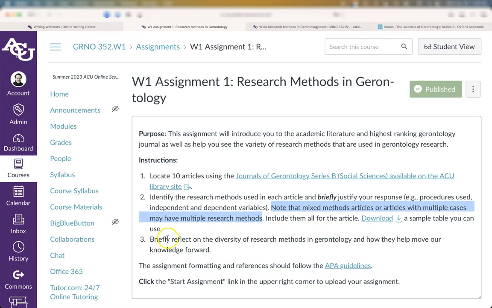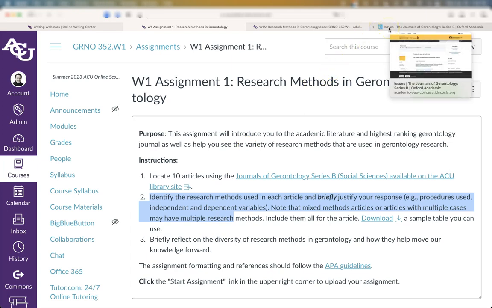And there's going to be a little reflection on the diversity of research methods. Now, I'll tell you that the reflection is usually not something that people have trouble with. Locating the articles, usually not something people have trouble with once they've been given a prompt like a direct link here. It's this part where people go astray a little bit, so while we'll talk about the others, our focus is going to be on identifying those research methods and explaining what some of those things mean.